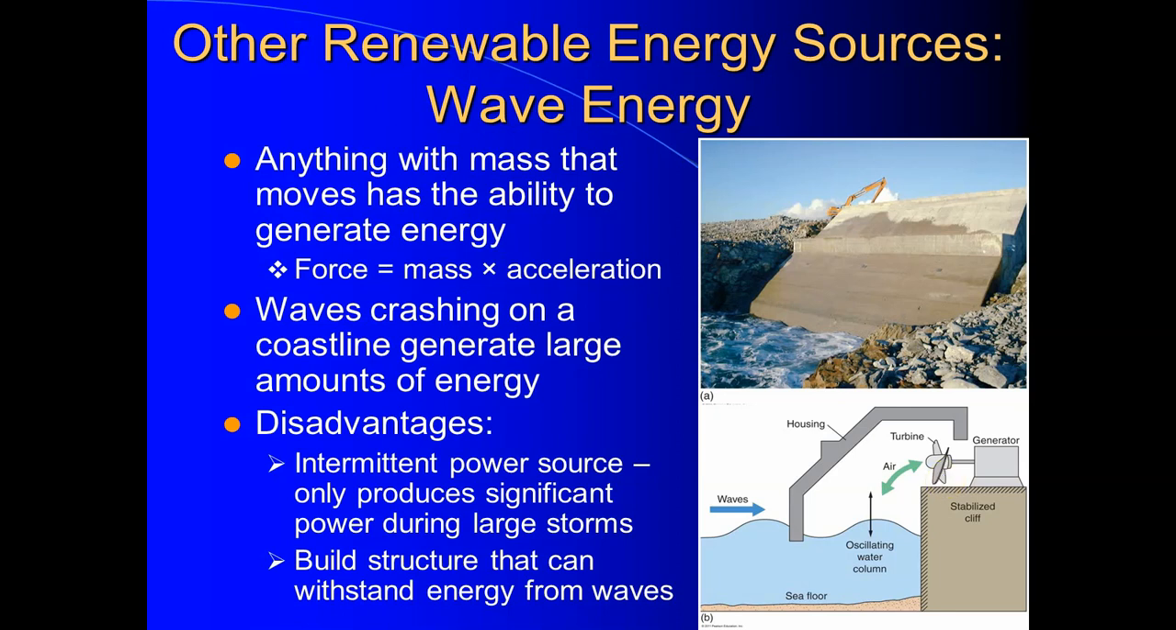that we can generate. Now, here are the big disadvantages here, guys. Once again, it's intermittent. You're only going to generate a lot of electricity during big storms that are going to generate big waves. And so during the rest of the time, that turbine might sit idle. So once again, there are a limited number of sites where the waves are consistently large enough where this is economically feasible. The other thing that we have to worry about from an engineering perspective, guys, is that this concrete structure has to stand up to the constant pounding of those waves. So we need to make sure we build it to withstand that constant energy.